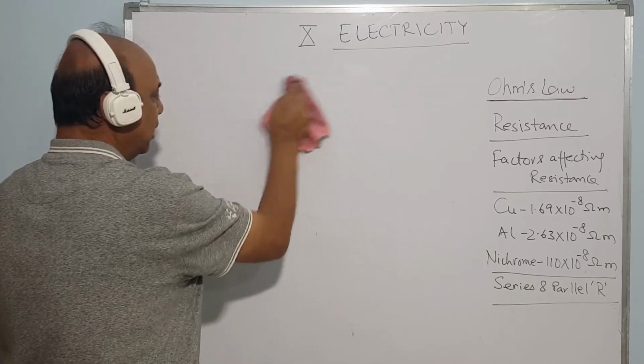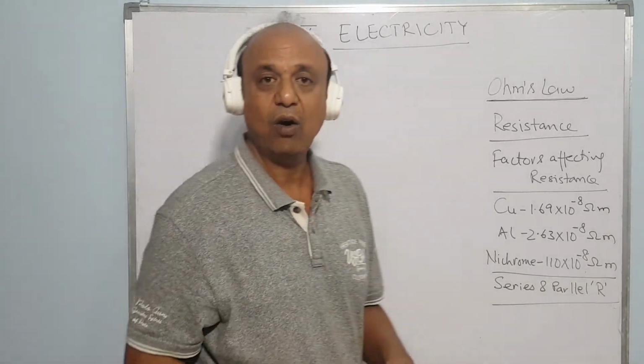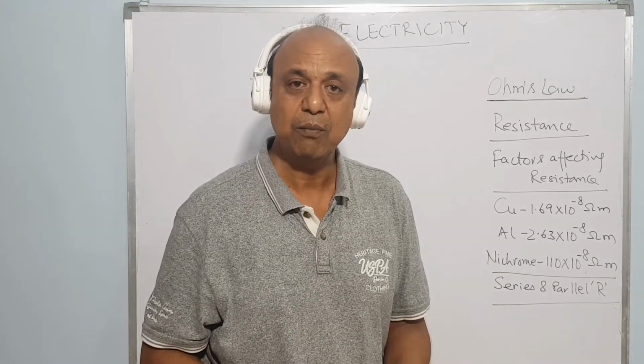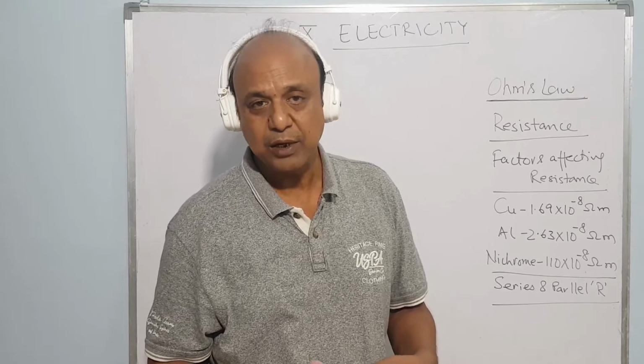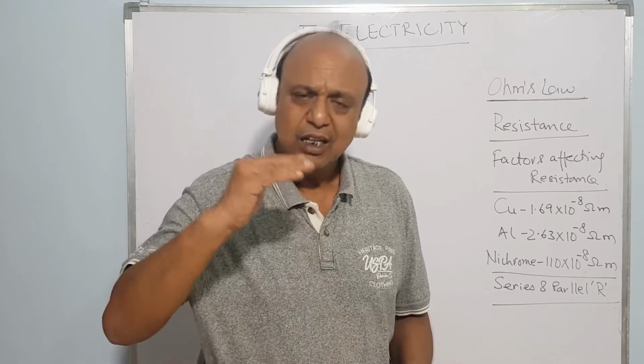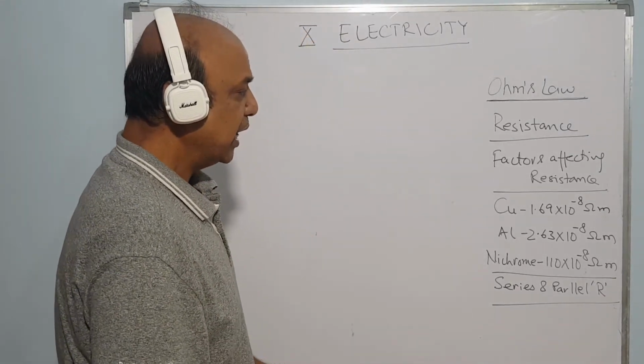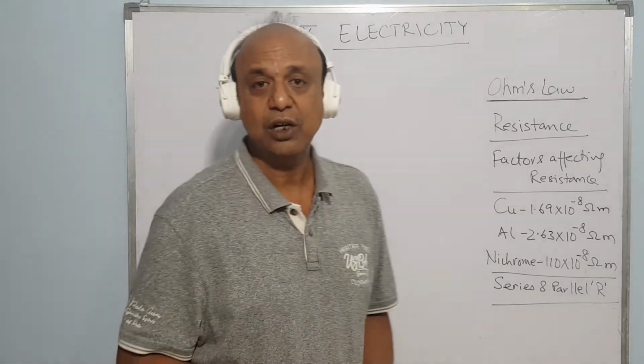Rho is nothing but it is dependent on the nature of material at a given temperature. If we increase the temperature very high or decrease the temperature to very low temperatures, the value of rho changes marginally. Okay, next is the combination of resistances.